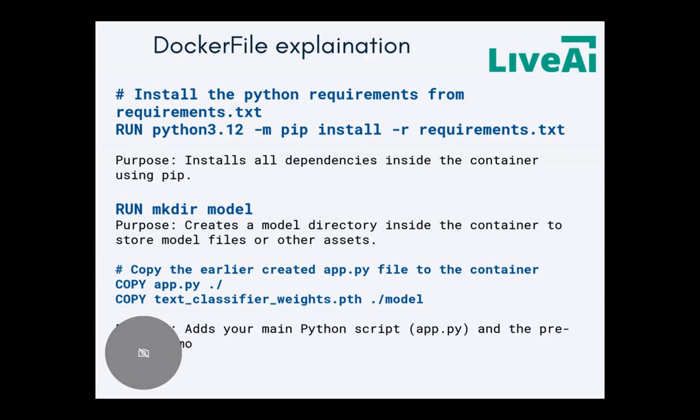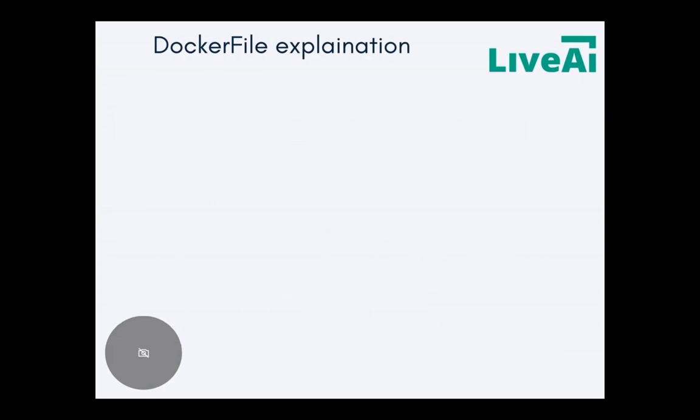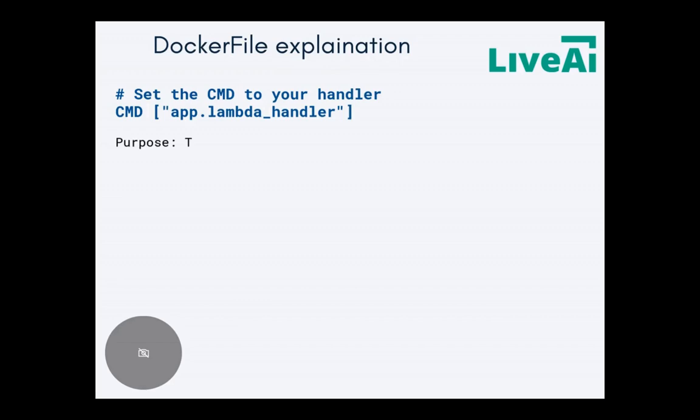So what is this doing? It adds your main Python script app.py and the pre-trained models into the image. Okay, and finally, set the CMD to your handler, app.lambda_handler. So it simply tells the Lambda function which function to invoke.